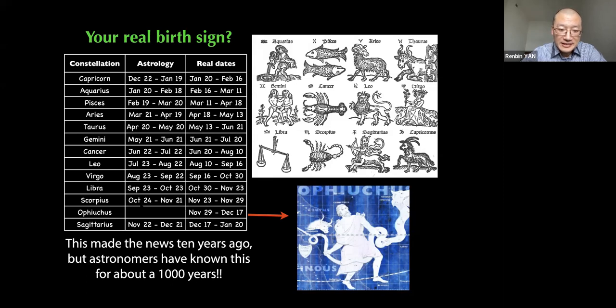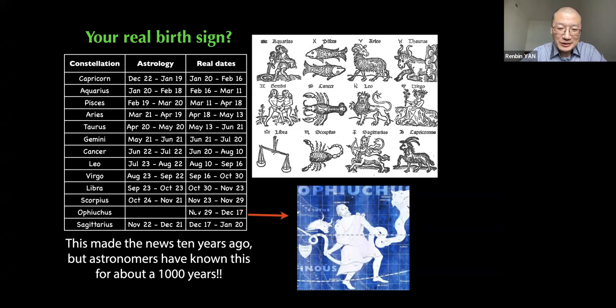In addition, there is now a 13th constellation that the sun is in, because the ecliptic track actually moves around slightly, and now the constellation of Ophiuchus is also overlapping with the track of the sun in the sky. People were surprised about that. This made the news about 10 years ago, and people were thinking, wait, how can there be a 13th zodiac constellation?